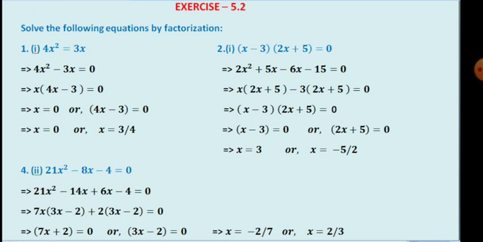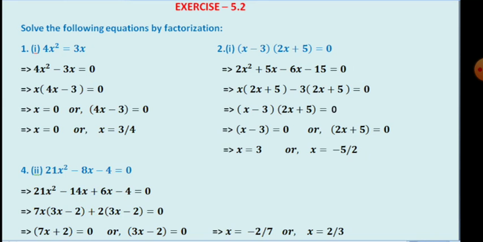Question number 2. x minus 3 into 2x plus 5 equals 0. Now, to bring it in the standard form, we have to multiply these two terms. So, x into 2x is 2x squared, plus x into 5 is 5x, minus 3 into 2x is minus 6x, minus 3 into 5 is minus 15, that is equal to 0.